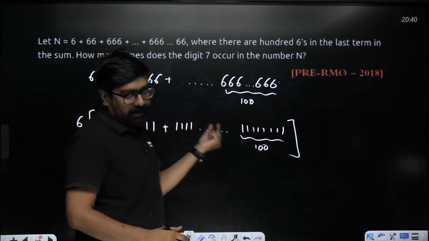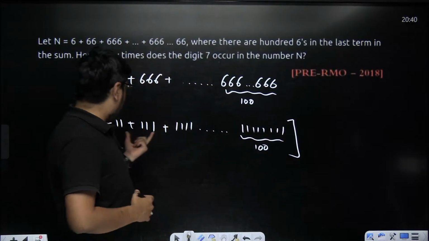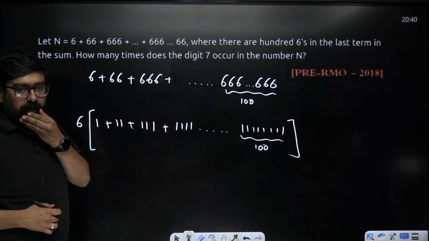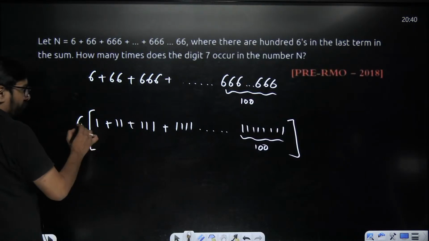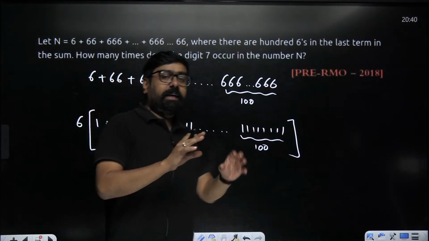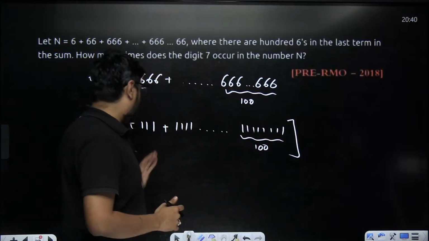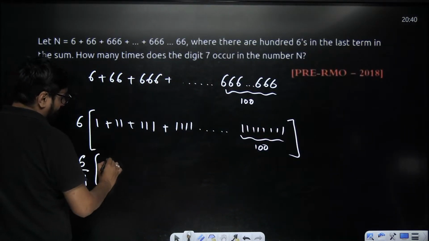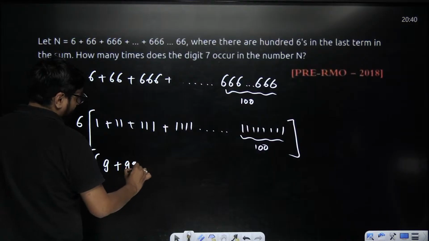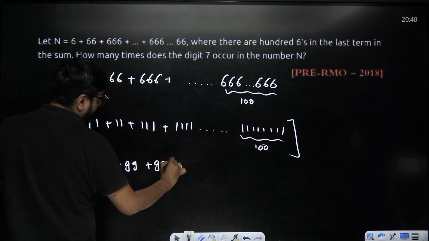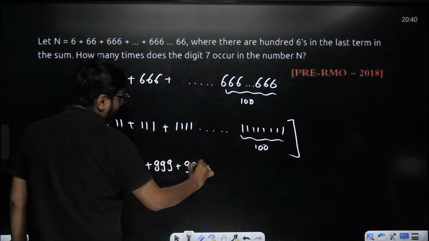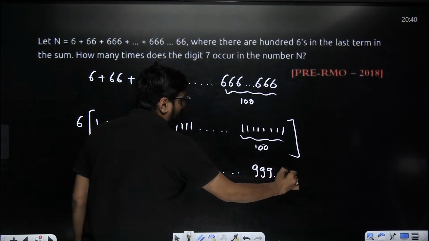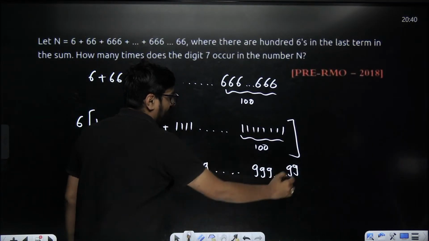Try to create 9s, because you need to make a GP. This is not a GP right now. So how can you create a GP? In terms of 10, you try to create a GP. How do you do that? You divide by 9 and multiply by 9 inside. So inside what will you have? 9 plus 99 plus 999 plus 9999, and the last term has 100 nines.